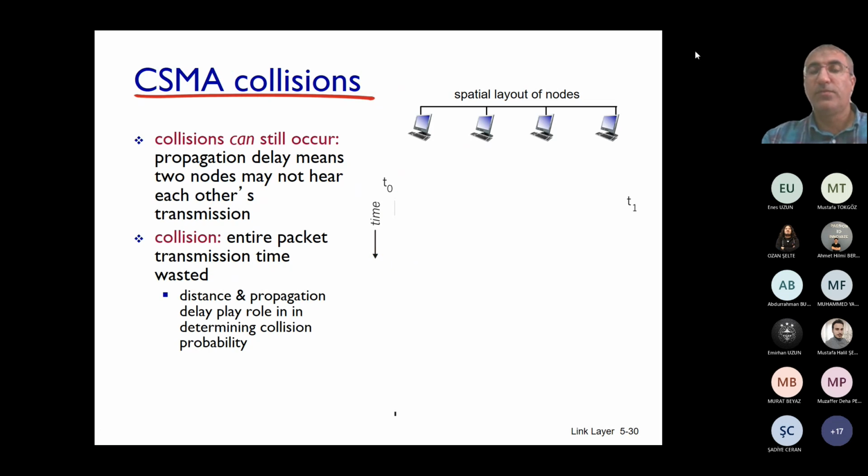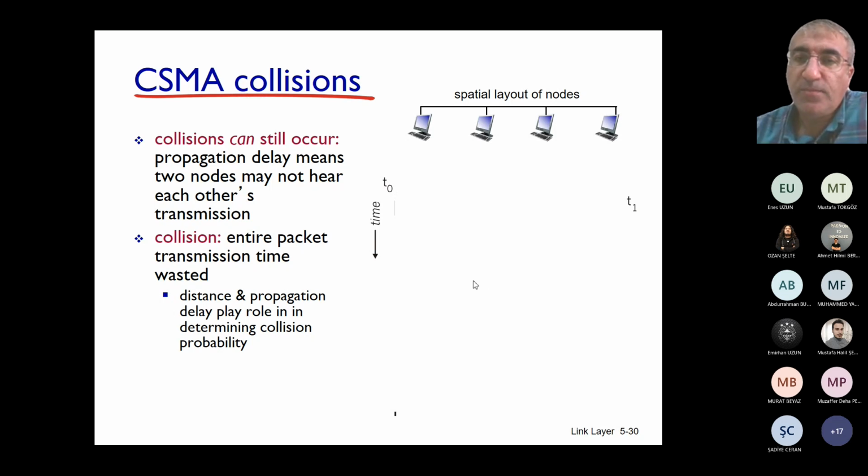Still, of course, collision happens in CSMA as well, because there is some propagation delay, meaning two nodes may not hear each other's transmission. And then the entire packet transmission time is wasted when this collision happens. So in CSMA, the distance and the propagation delay play an important role in determining the collision probability. Let's look at an example.